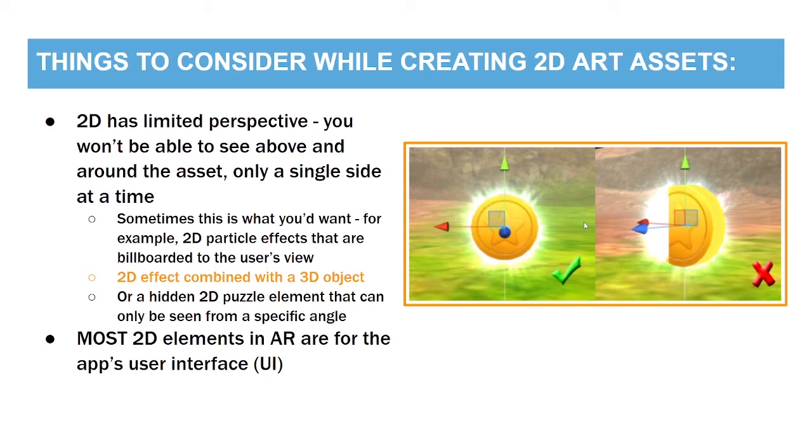Here you can see billboarding is not something that the user would want, because seeing this coin from this angle, you'd want the glow to be around it no matter what angle you're looking at it from. But the way the billboarding works on this 2D plane is that it cuts into the coin itself. So here's where billboarding would not be helpful. Another way that you could use billboarding or lack thereof is to hide a 2D puzzle element in your app that can only be seen from a specific angle. Although Finn's going to go into this more in just a moment, I do want to mention that most 2D elements in your augmented reality app should be for the app's user interface, or its UI.